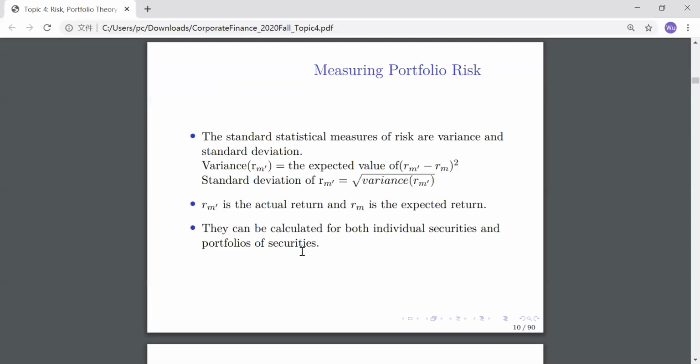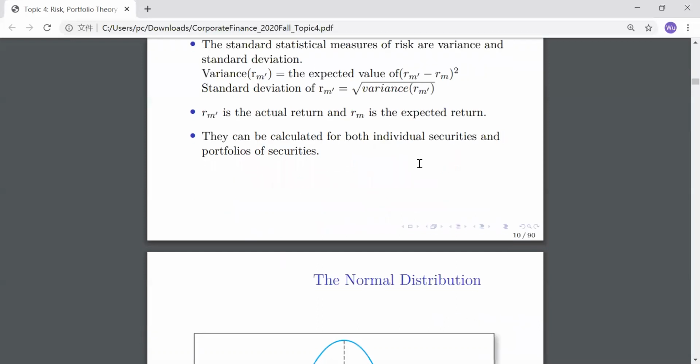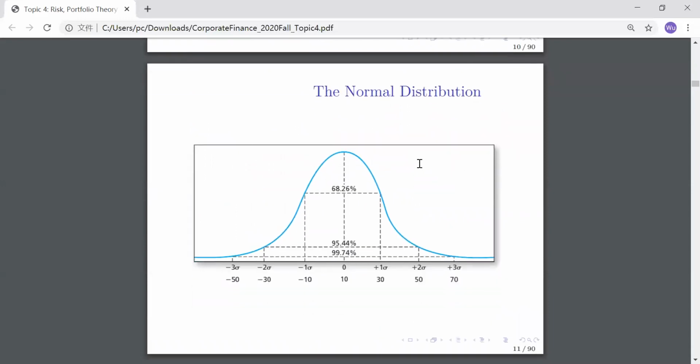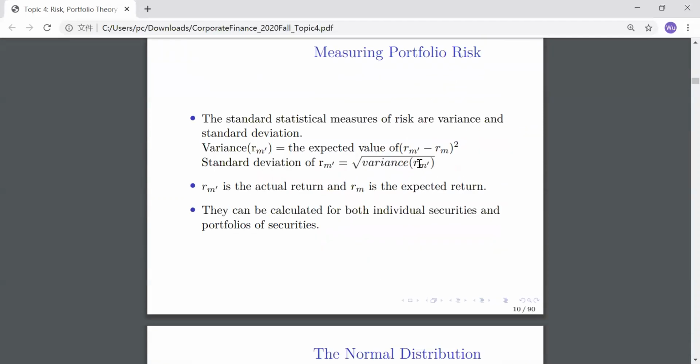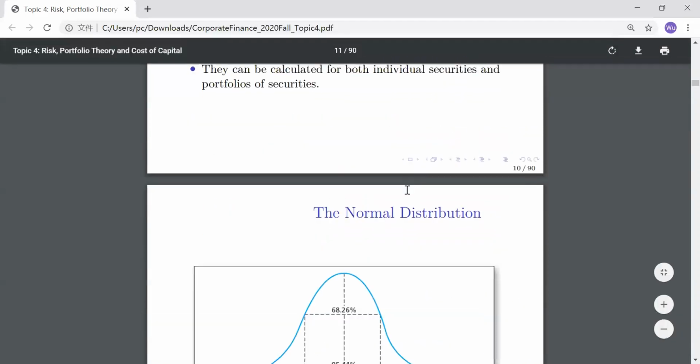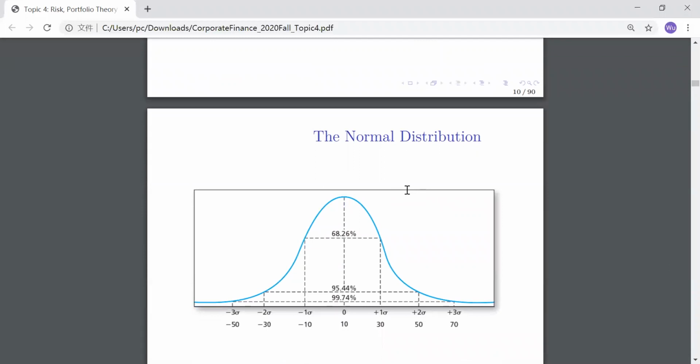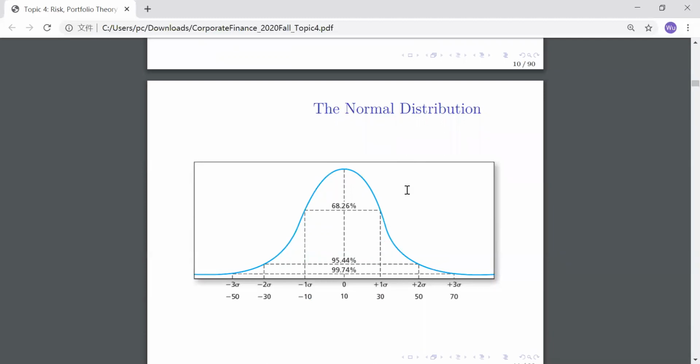For the historical data, calculate the average. The average is going to be the expected return, right? Then each observation, each data point, is the actual return. Now, if we calculate this risk, there must be a way for us to understand the distribution of the return. And in reality, we use the normal distribution to represent the distribution of historical return.